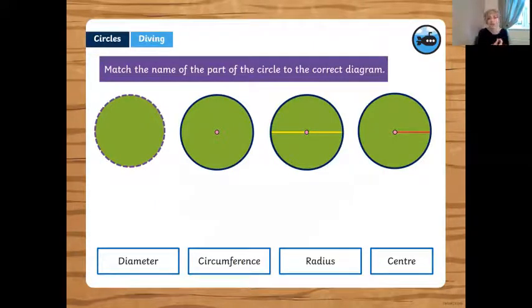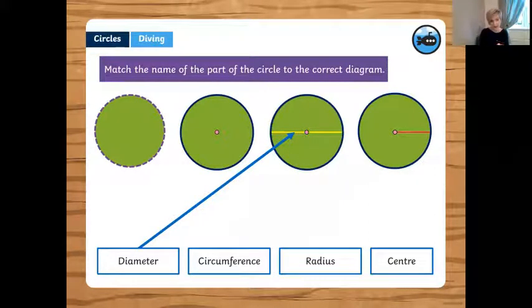So imagine matching all the parts of the circle to the correct diagram. We've got lots of different ones here, and I'm just going to go through it with you. So the first word we've got there is diameter. Remind yourself, what is the diameter? And we know that's the distance across the circle through the centre. So that must be pointing to the third picture with the yellow line.